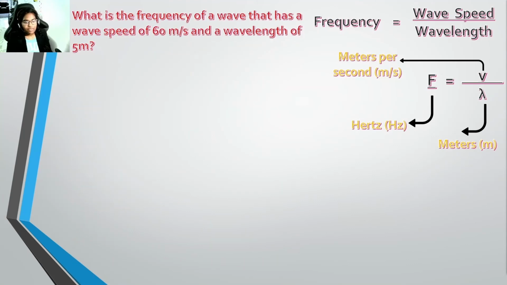What is the frequency of a wave that has a wave speed of 60 meters per second and a wavelength of 5 meters? Well, here's our equation. First, we have to substitute the values, which leaves us with f equals 60 divided by 5, which is 12. So the frequency of the wave is 12 hertz.